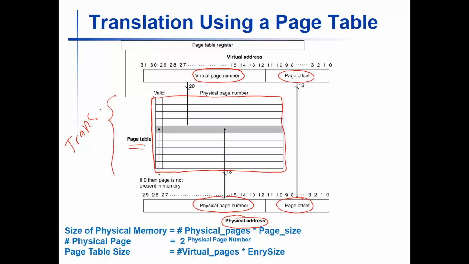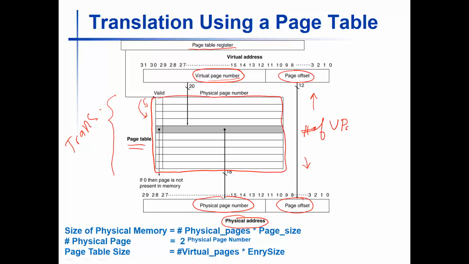This table is really a huge table, and its start address is typically pointed to by a register. We call this the page table register, and we index it, we offset it by the virtual page number. Therefore, the height of this page table equals the number of virtual pages. If you have a million virtual pages, that's the height of this table.